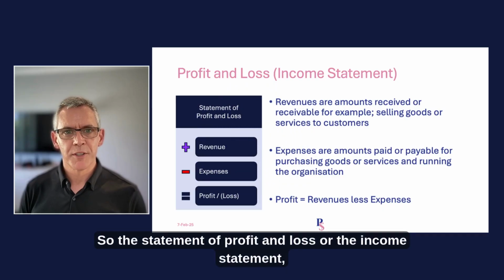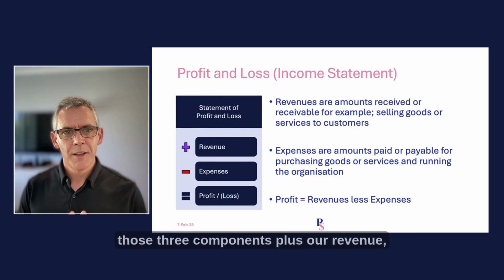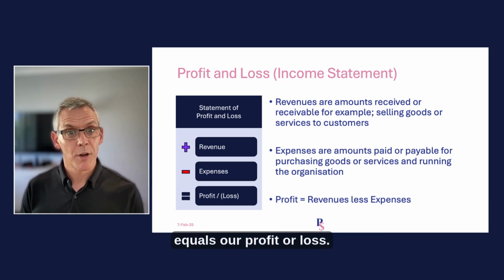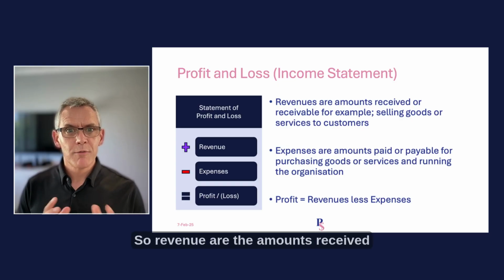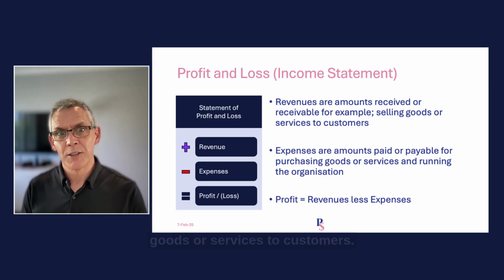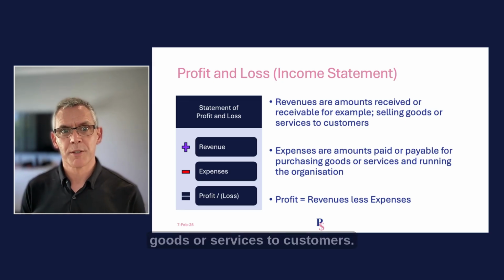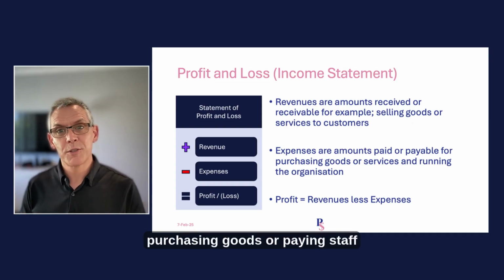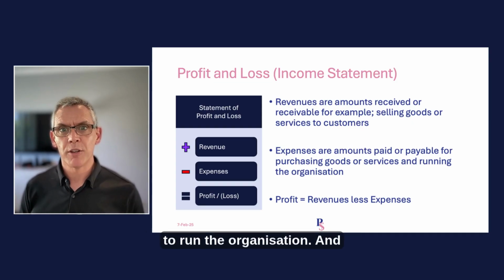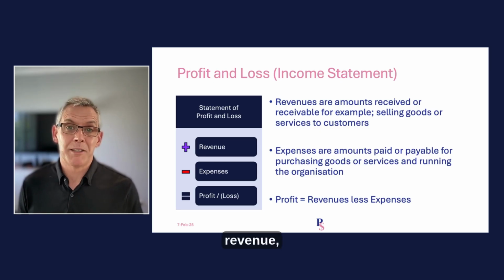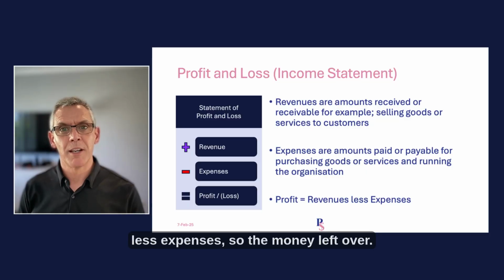So the statement of profit and loss, or the income statement, has those three components: our revenue less our expenses equals our profit or loss. So revenue are the amounts received by the organisation from selling goods or services to customers. Our expenses are the amounts paid or payable for purchasing goods or paying staff to run the organisation. And then the profit is revenue less expenses, so that's the money left over.